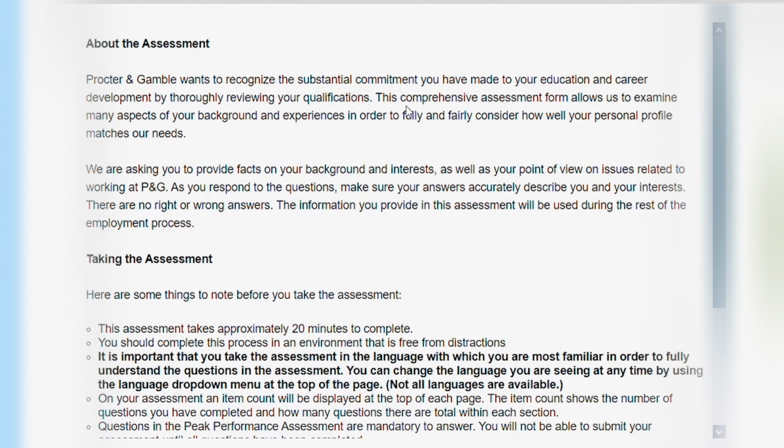Now, without further ado, let's get going with practicing those questions. So first and foremost, you'll see this intro page which will talk about the assessment, what this test is about, and what it comprises of. Essentially, they want you to provide facts on your backgrounds and interests as well as your point of view on issues related to working at P&G.